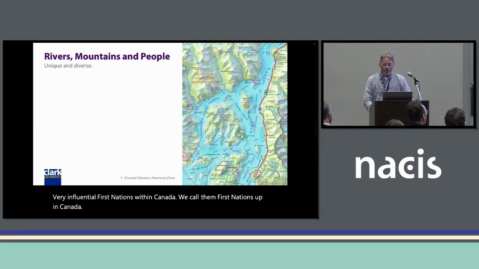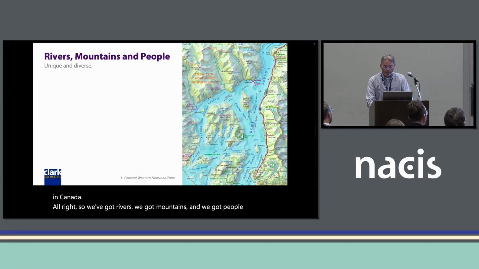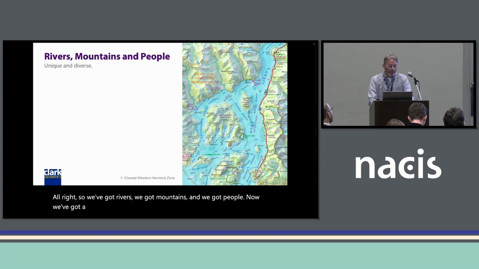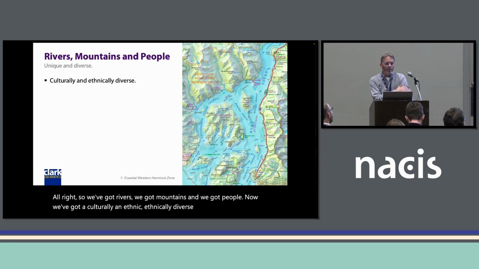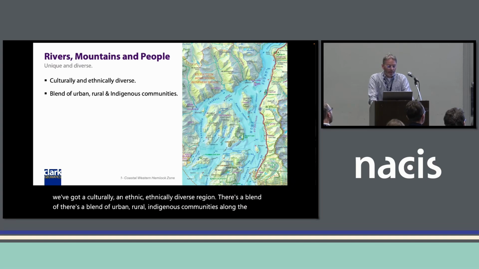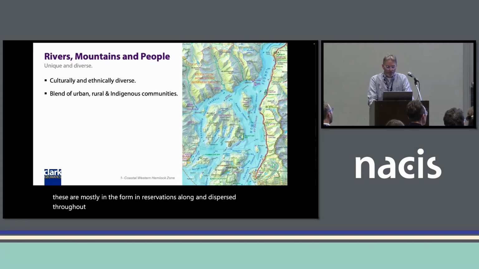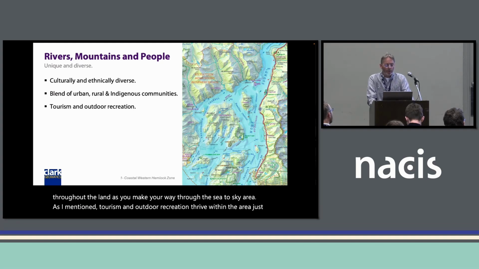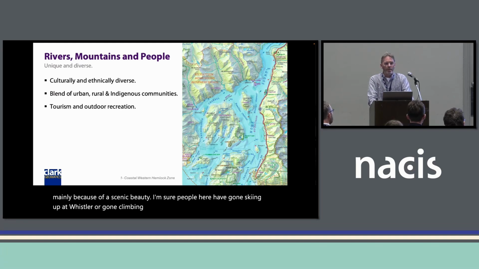All right, so we've got rivers, we've got mountains, and we've got people. We've got a culturally and ethnically diverse region. There's a blend of urban, rural, indigenous communities along the way. And these are mostly in the form of reservations and dispersed throughout the land as you make your way through the sea to sky area. As I mentioned, tourism and outdoor recreation thrive within the area, just mainly because of its scenic beauty. I'm sure people here have gone skiing up at Whistler or gone climbing. If Sarah Bell's in here, hands up, Sarah, if you're here. No.